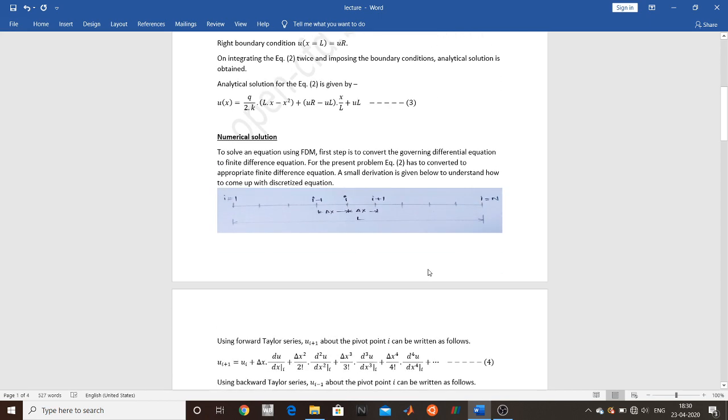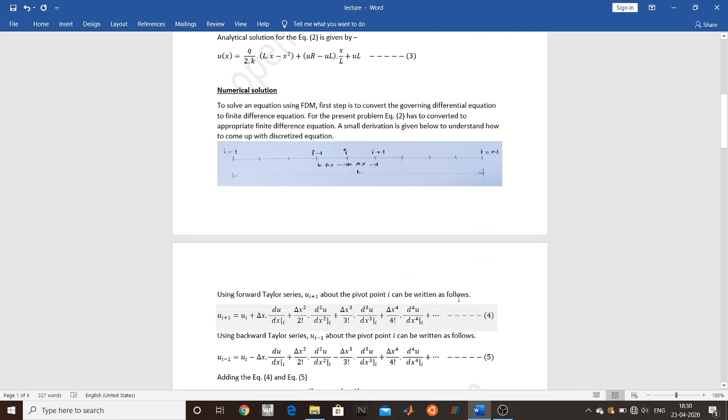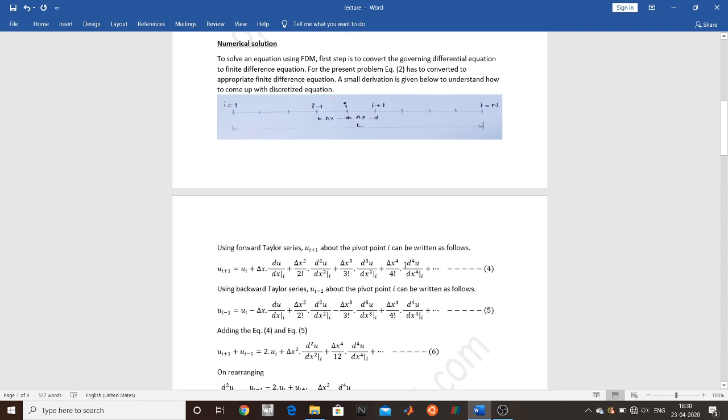Coming to the numerical solution, we use the finite difference method to solve equation number 2. We make use of the forward Taylor series to find U at I plus 1 based on the value of U at I. Using the forward Taylor series, we can expand as in equation number 4. And using the backward Taylor series, U at I minus 1 can be found using I as the pivot point, and it is given in equation number 5.